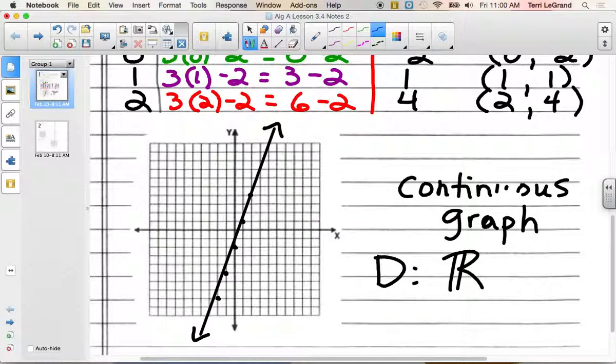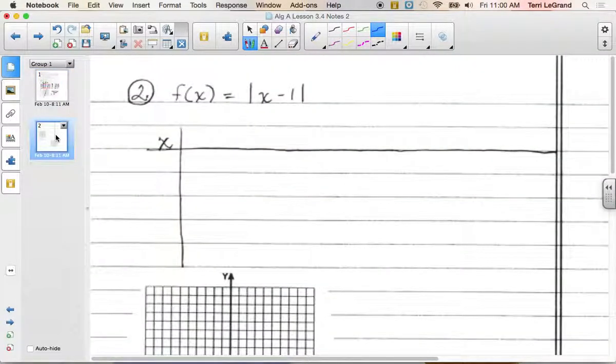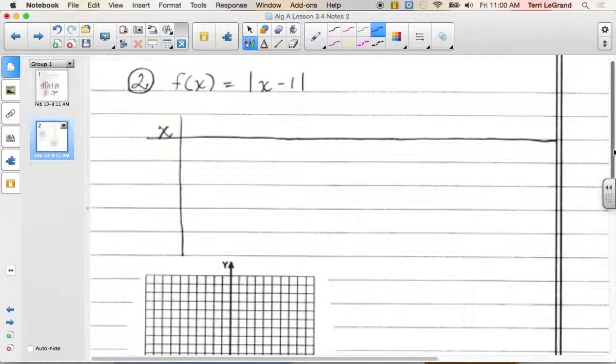Okay, let's go to the back side, see what happens back here then. So again, today our domain is always all real numbers. Okay, our domain today, we should have all continuous graphs today. We're practicing those kind. It's all real numbers.